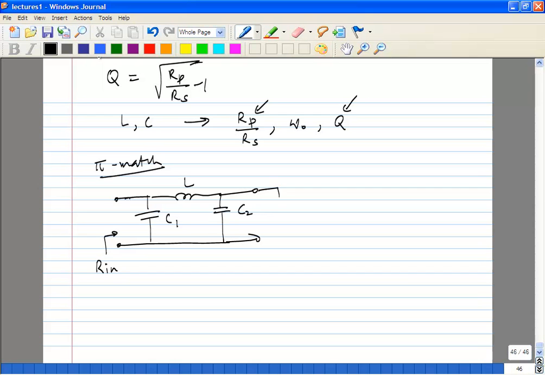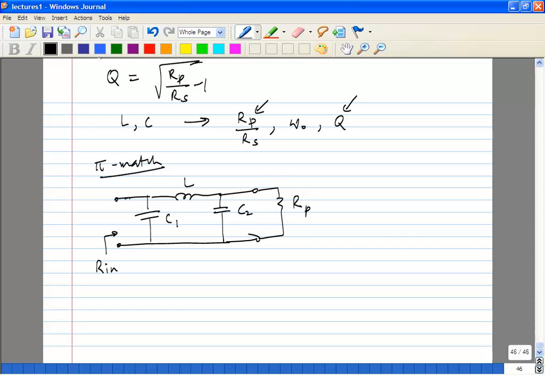So you have Rn and you have your Rp. This is called the pi match network, and this happens to be the low pass pi match network, right? Obviously, because at very low frequencies, capacitors are open circuits and inductors are short circuits. That means that you're going to pass the signal. At very high frequencies, capacitors will short the input signal to ground, and you won't pass any signal through the inductor, right? So this is the low pass pi match.